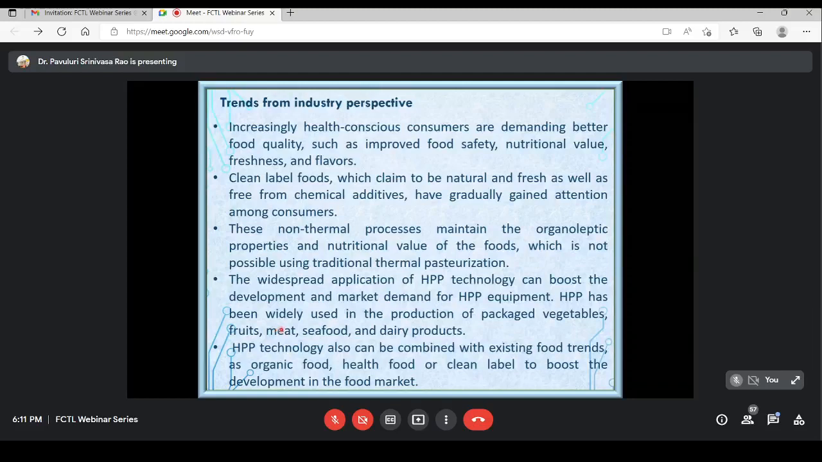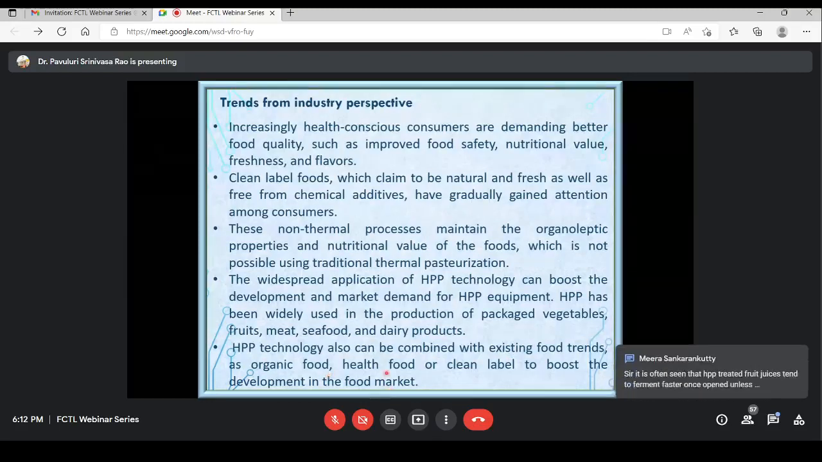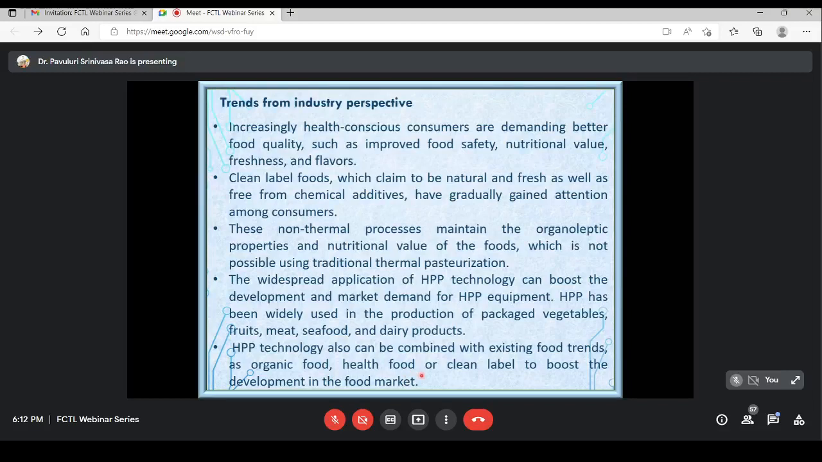So HPP has been widely used in the production of packaged vegetables, fruits, meat, seafood and dairy products, and unfortunately in India it is very less in terms of application, or maybe industrial applications. HPP technology can also be combined with existing food trends like organic foods, health foods or clean label foods, so that it can boost the market. Organic foods and health foods already have a higher cost, but at the same time, if you can combine them with high pressure processing, they can qualify as superior quality foods, and will be entering the market as a separate segment, having a better market potential.